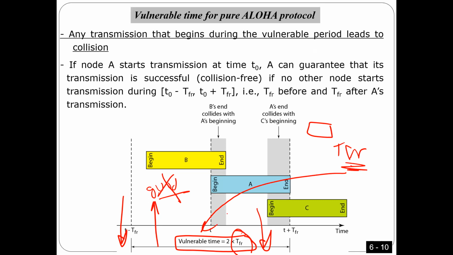Anyway, it's related to TFR, the transmission time of the frame. The smaller the frame, the smaller the TFR, the smaller the vulnerability period, and a smaller vulnerability period means less collision, which is good. Any questions?